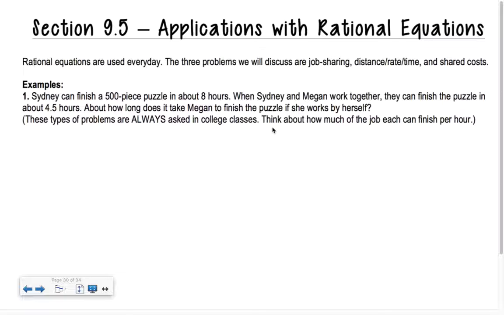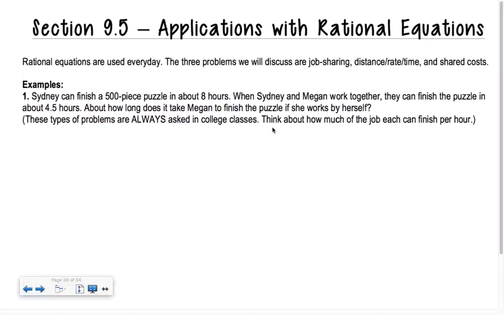This is a job sharing problem. Sydney can finish a 500-piece puzzle in about 8 hours. When Sydney and Megan work together, they can finish the puzzle in about 4.5 hours. About how long does it take for Megan to finish the puzzle if she works by herself?